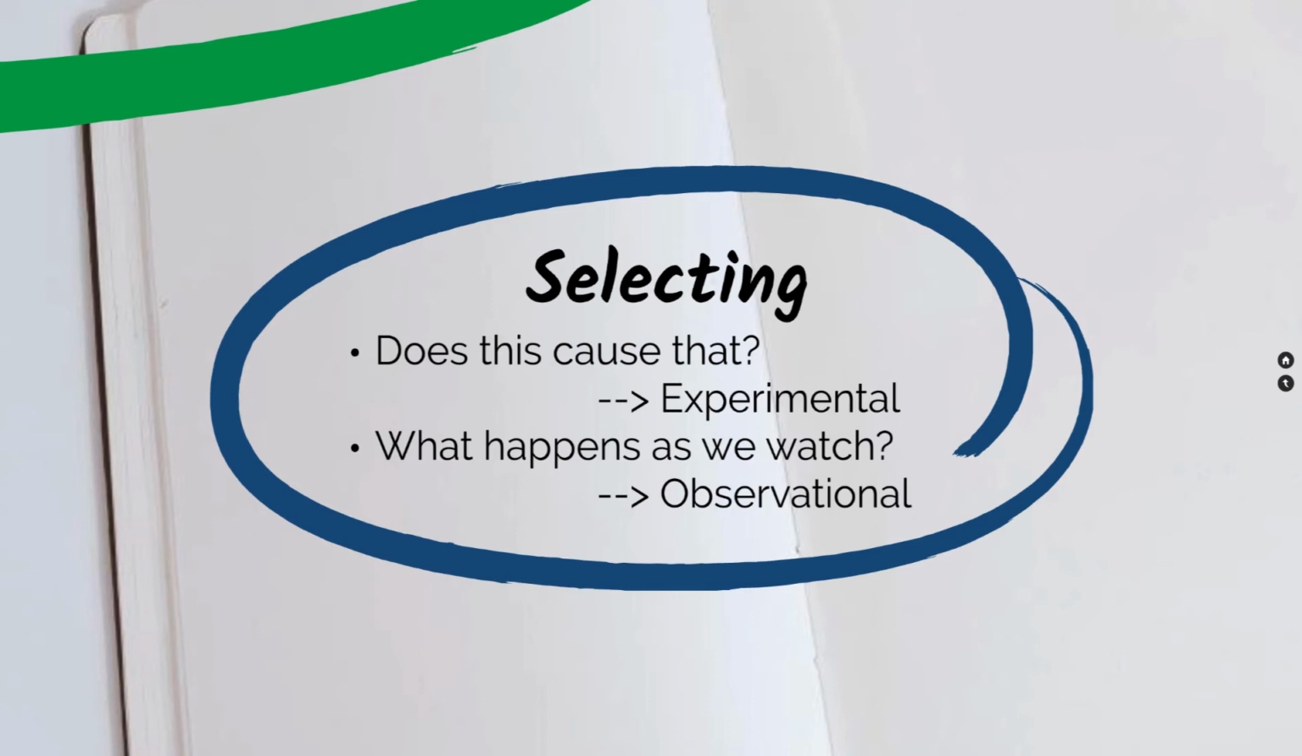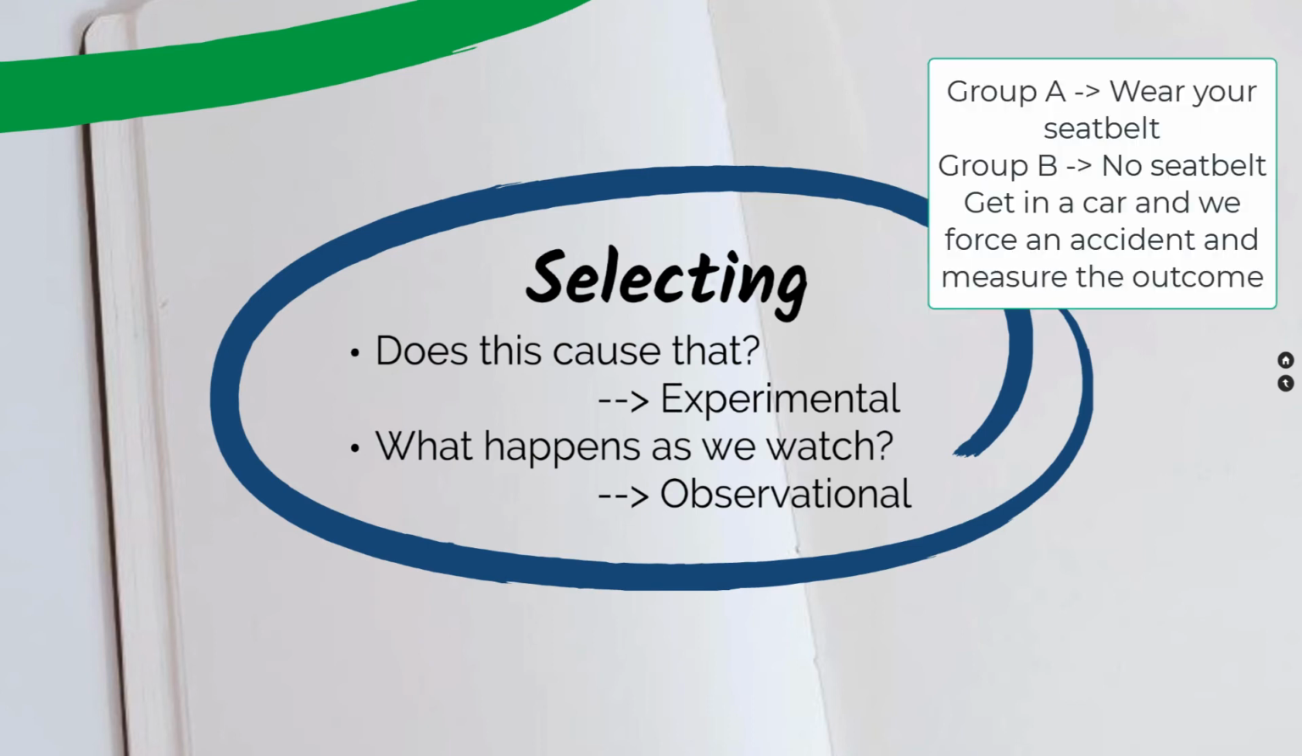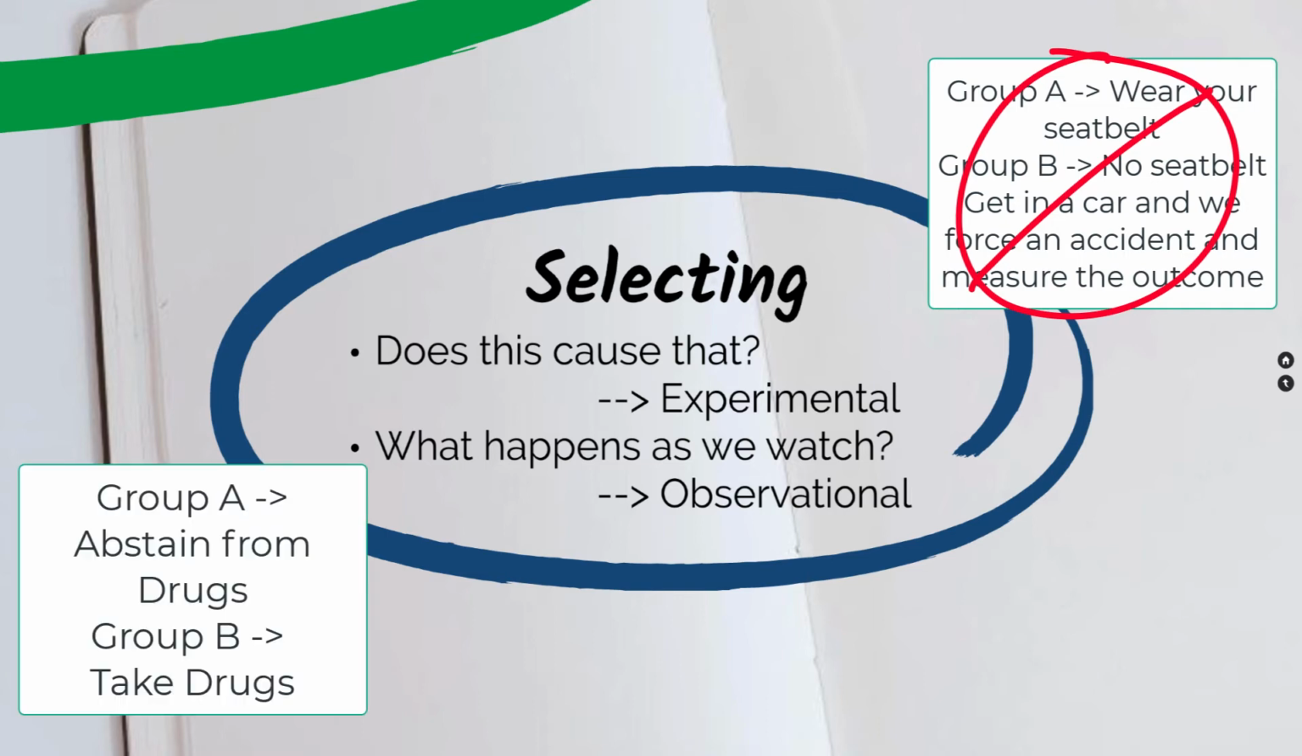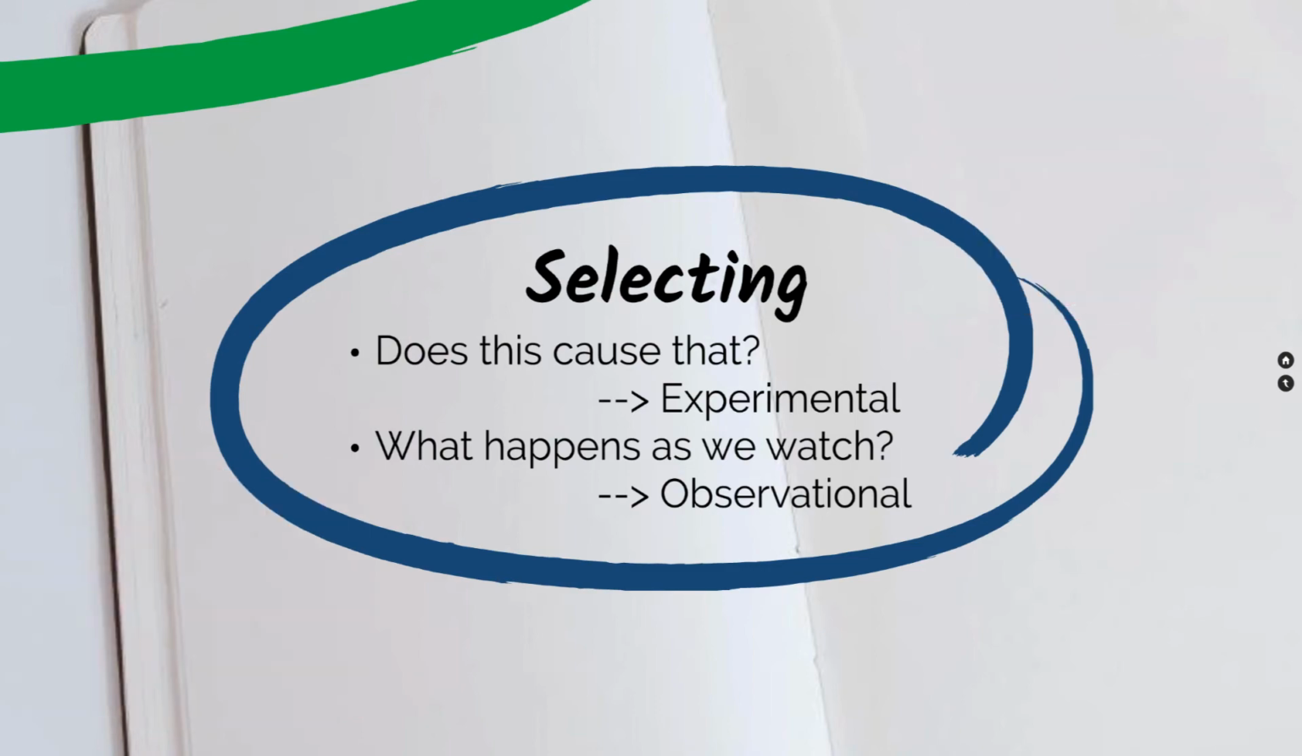Both have their place, and in some cases, experimental studies are not possible. For example, you would never randomize people to be in a car accident wearing a seatbelt versus not wearing a seatbelt. You would never look to treat drug addiction by randomizing people to take drugs versus not take drugs. Some studies are only observational, and that's okay. Observational studies, particularly long-term observational cohort studies, can provide a lot of evidence and may even be able to provide causal evidence.